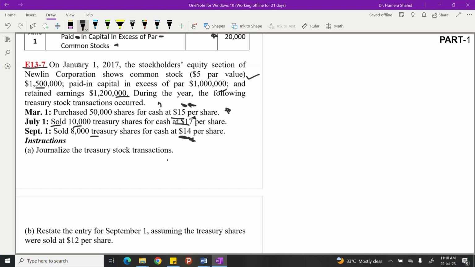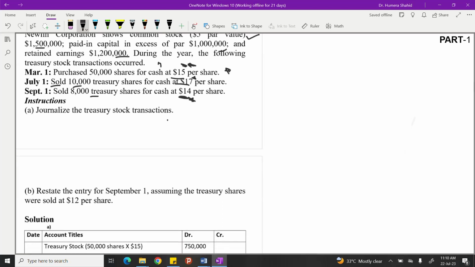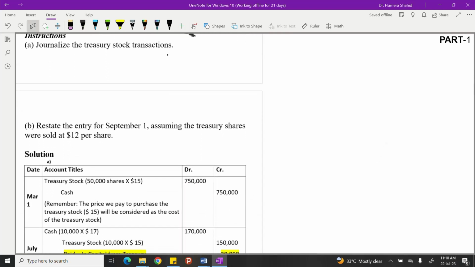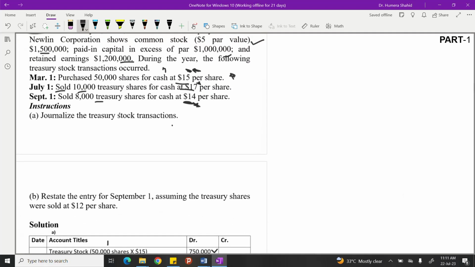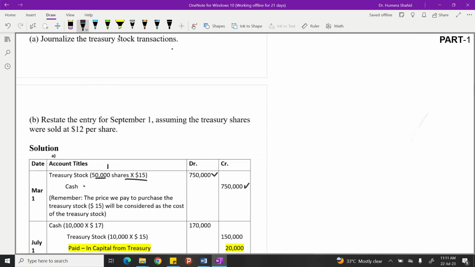Firstly, purchase of 50,000 shares. The cash value you gave is $15 per share. So treasury stock gets debit: 50,000 shares you purchased, $15 paid for every share, so 750,000 treasury stock at full cost. Cash gets credit 750,000. Then July 1st, sold 10,000 shares and the value was $17, which is an above cost case.